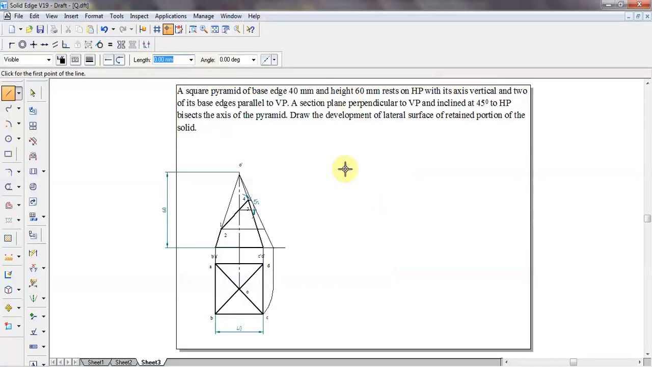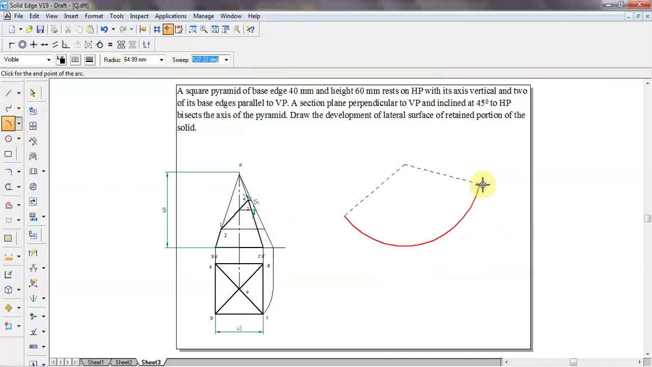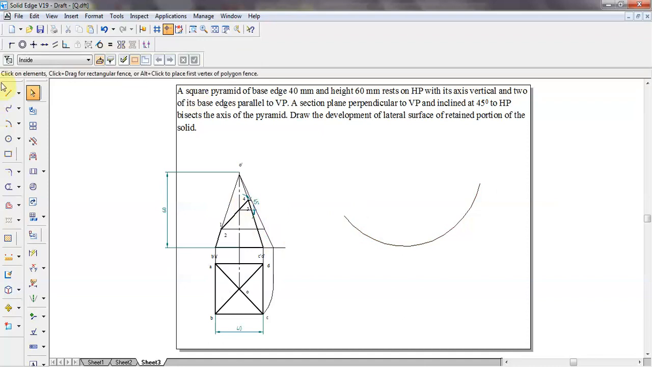So to draw the development, first of all let me draw an arc with the length of the end generator, 64.99. Any sweep angle you can draw. So this length is 64.99. I have drawn it here. Join this with the center.